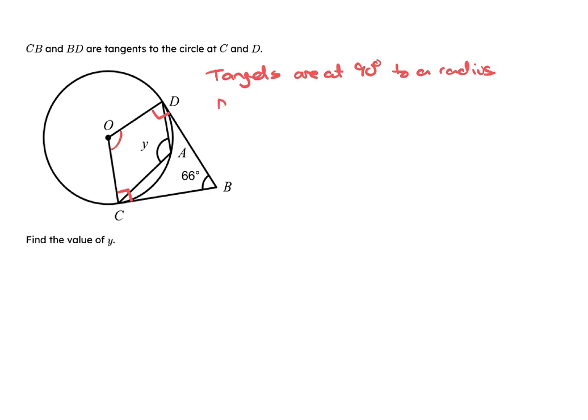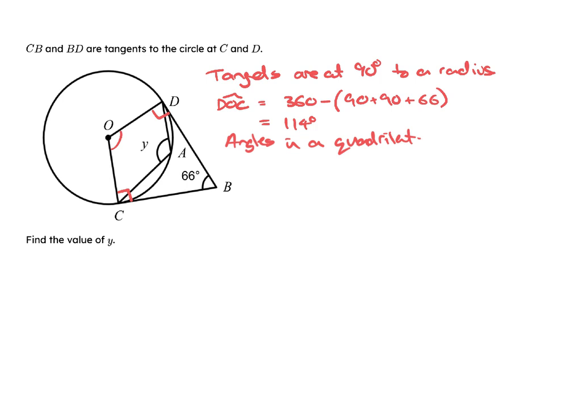So this is angle DOC, and DOC equals 360, subtract the three angles I know, 90 plus 90 plus 66, which equals 114 degrees. And that's because angles in a quadrilateral, don't put cyclic quadrilateral, add to 360 degrees. So I know this angle here is 114.